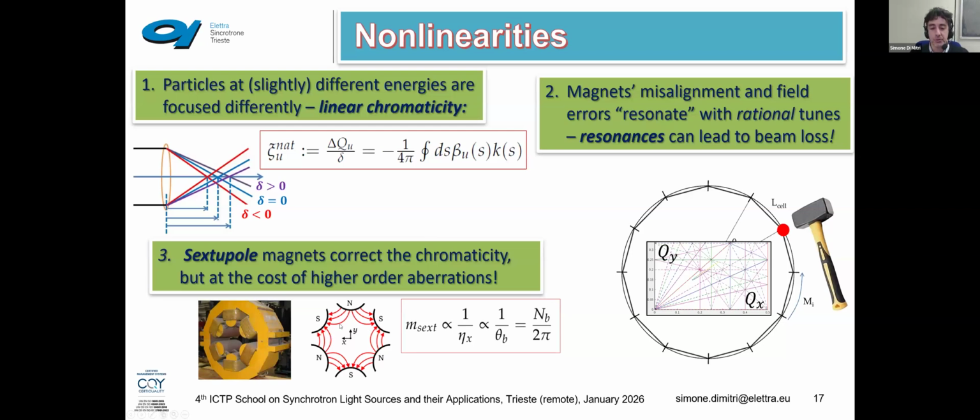So you can choose strengths and positions of the sextupoles in order to cancel out somehow, to make a destructive interference of these aberrations, or, as a complementary solution, add higher multipole magnets, for example, octupoles and decapoles. Octupoles are now systematically included in fourth generation synchrotron light sources.